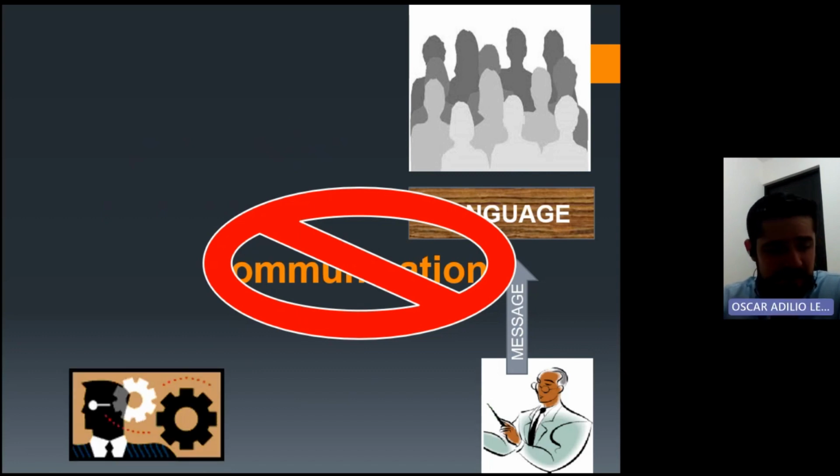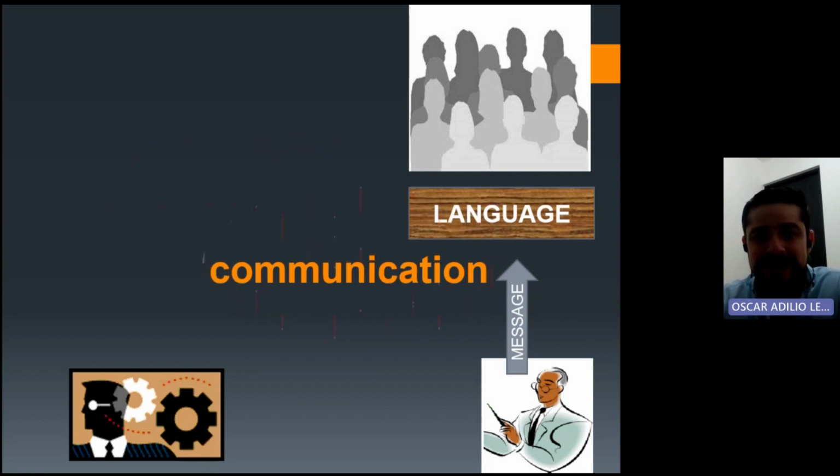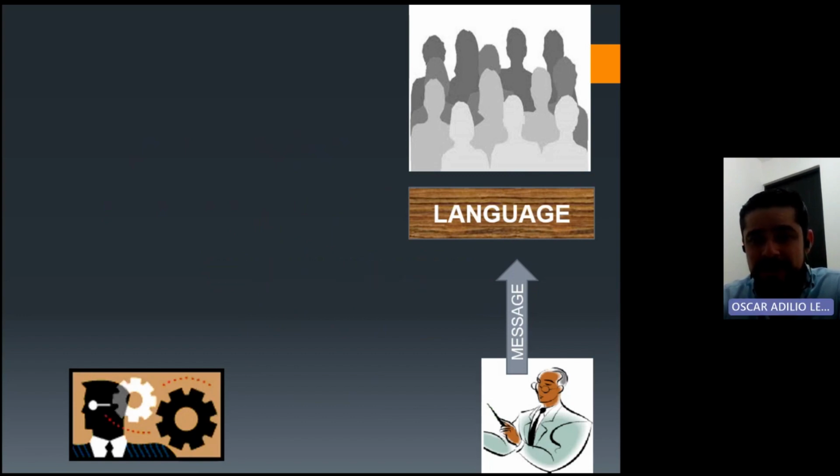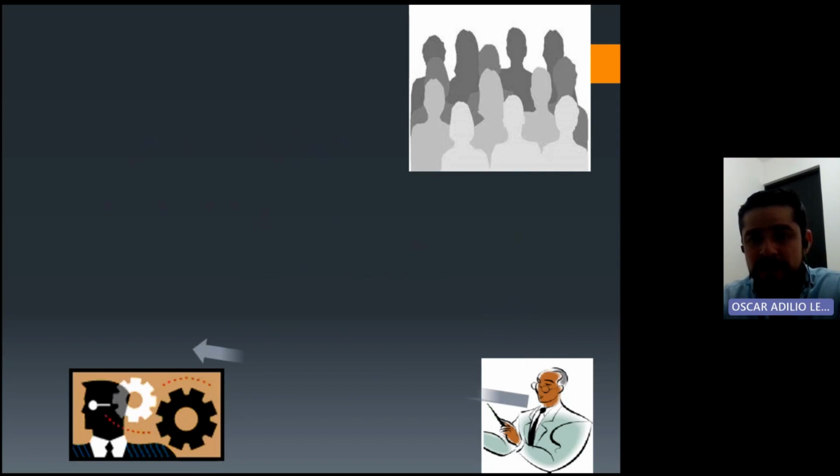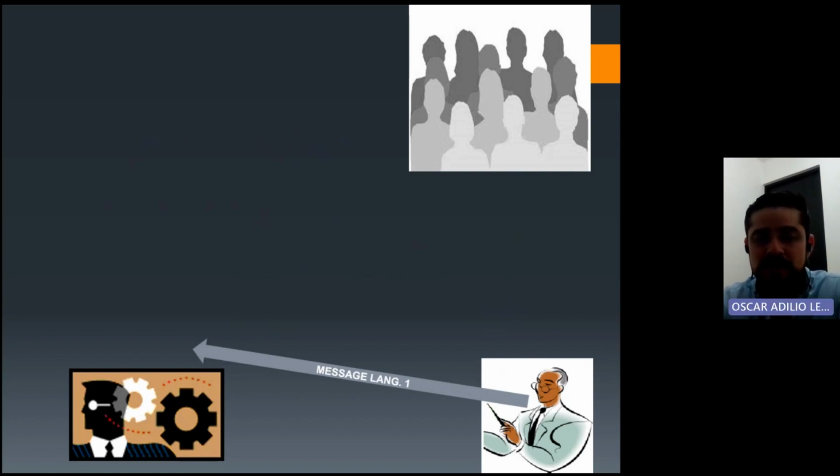But then we have this little guy that comes into the scene here. And this guy is the interpreter, okay? So what he does is that he makes communication possible. How does he do it? Well, basically, he removes the barrier of language by changing the direction of the message. So the message, instead of going directly to the audience, will go through him, okay? So the message goes from the speaker to the interpreter.